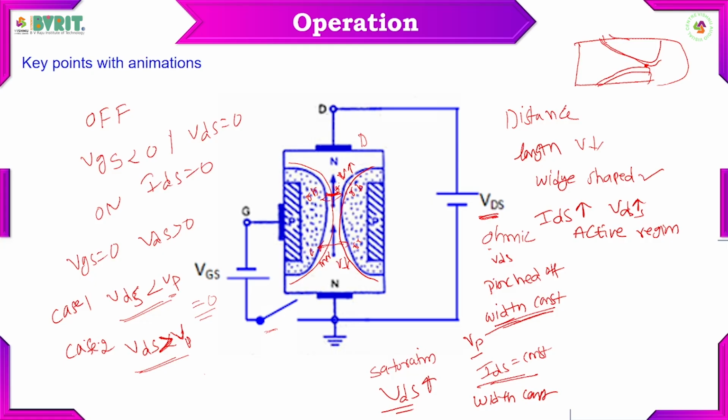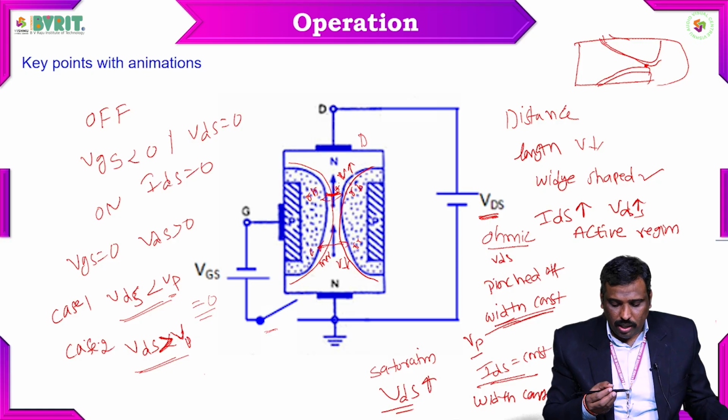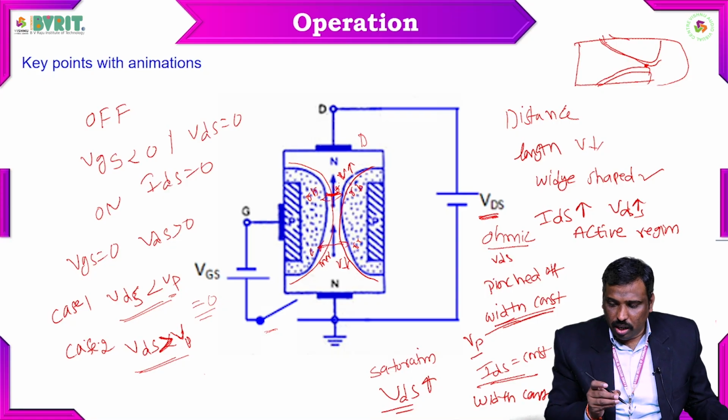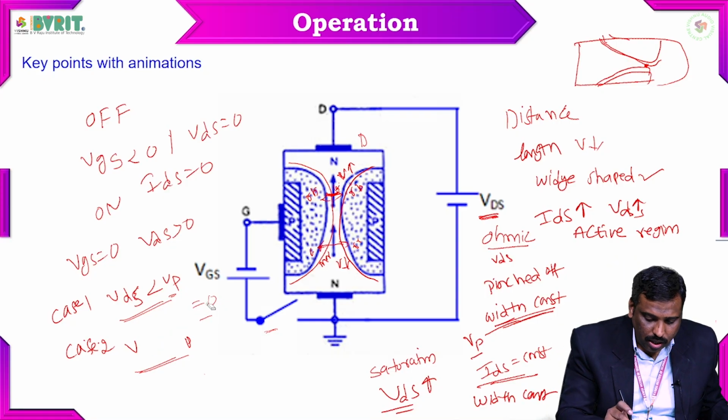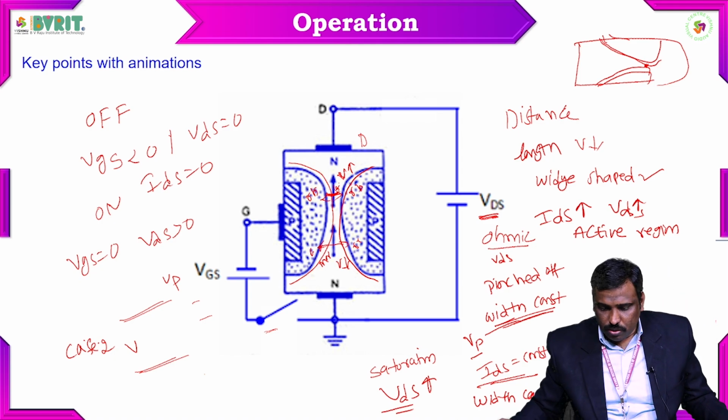Okay, I hope you understand there are three regions of the transistor. One is the cutoff, the second is the active or ohmic region, and the third is the saturation region. Okay, now we will see the different cases. I want to write the cases, so we'll see here.